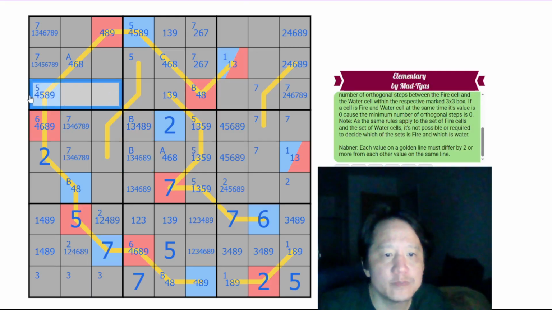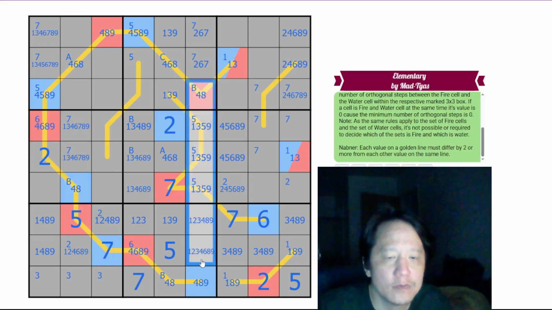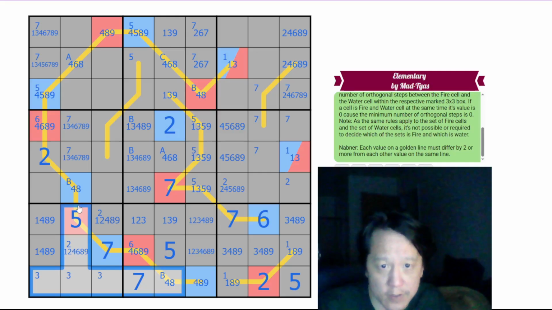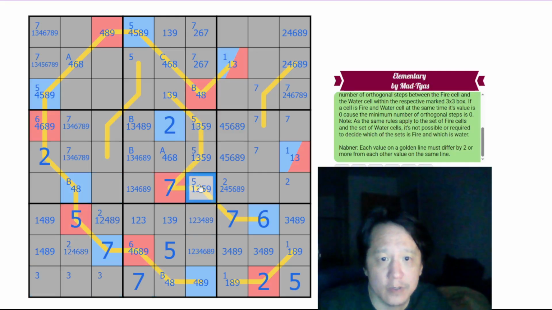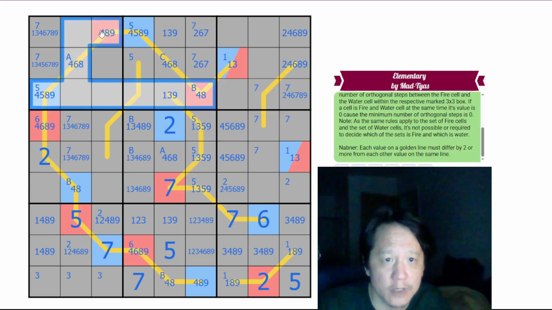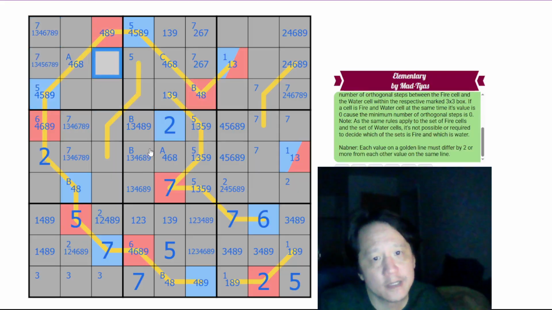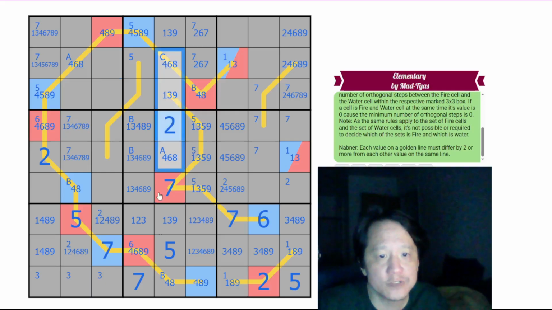B can't be here. So B is in the red and the blue. We know B's here. B can't be there. B can't be here or here. B can't be here or here. Cannot be in the red, so it's one of these three. But that ain't helpful.